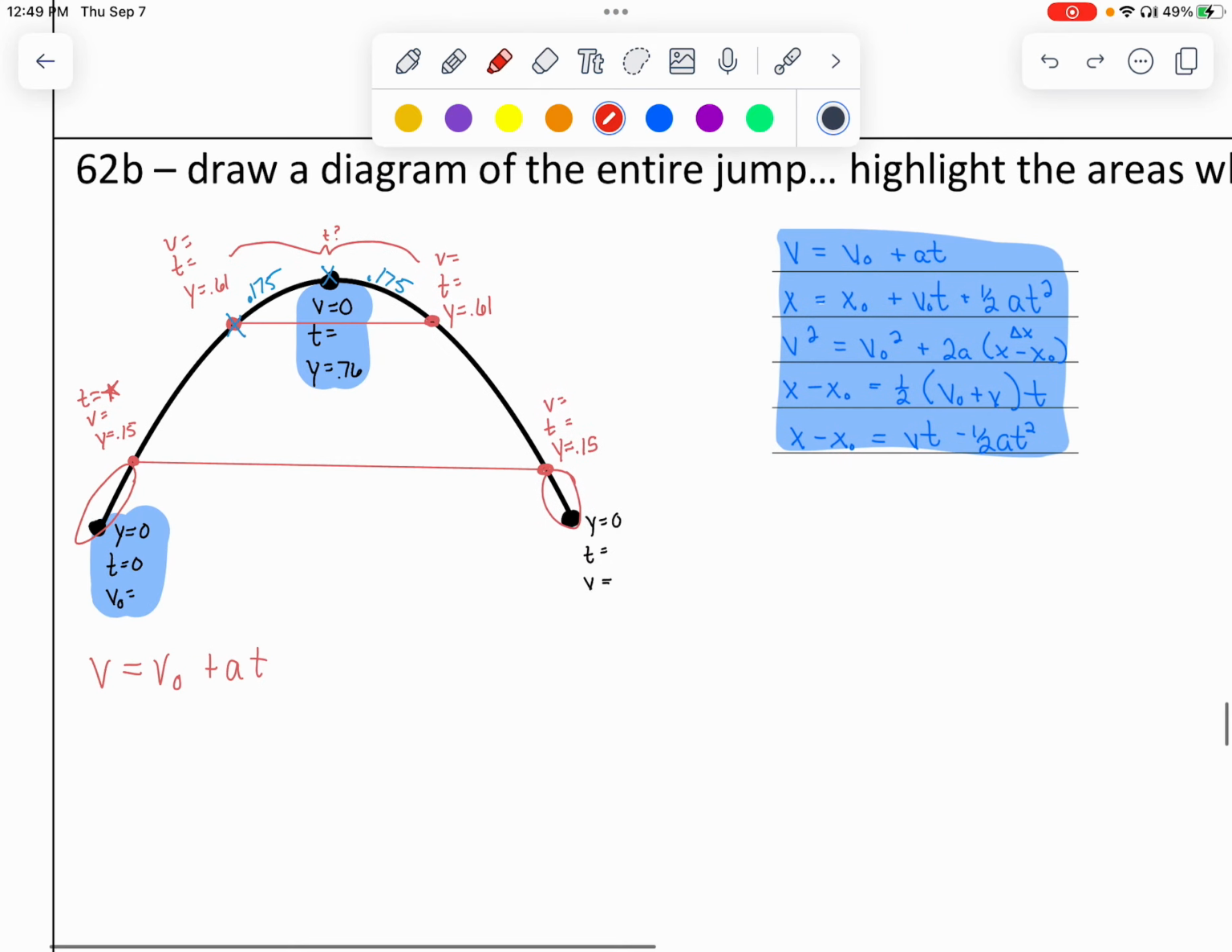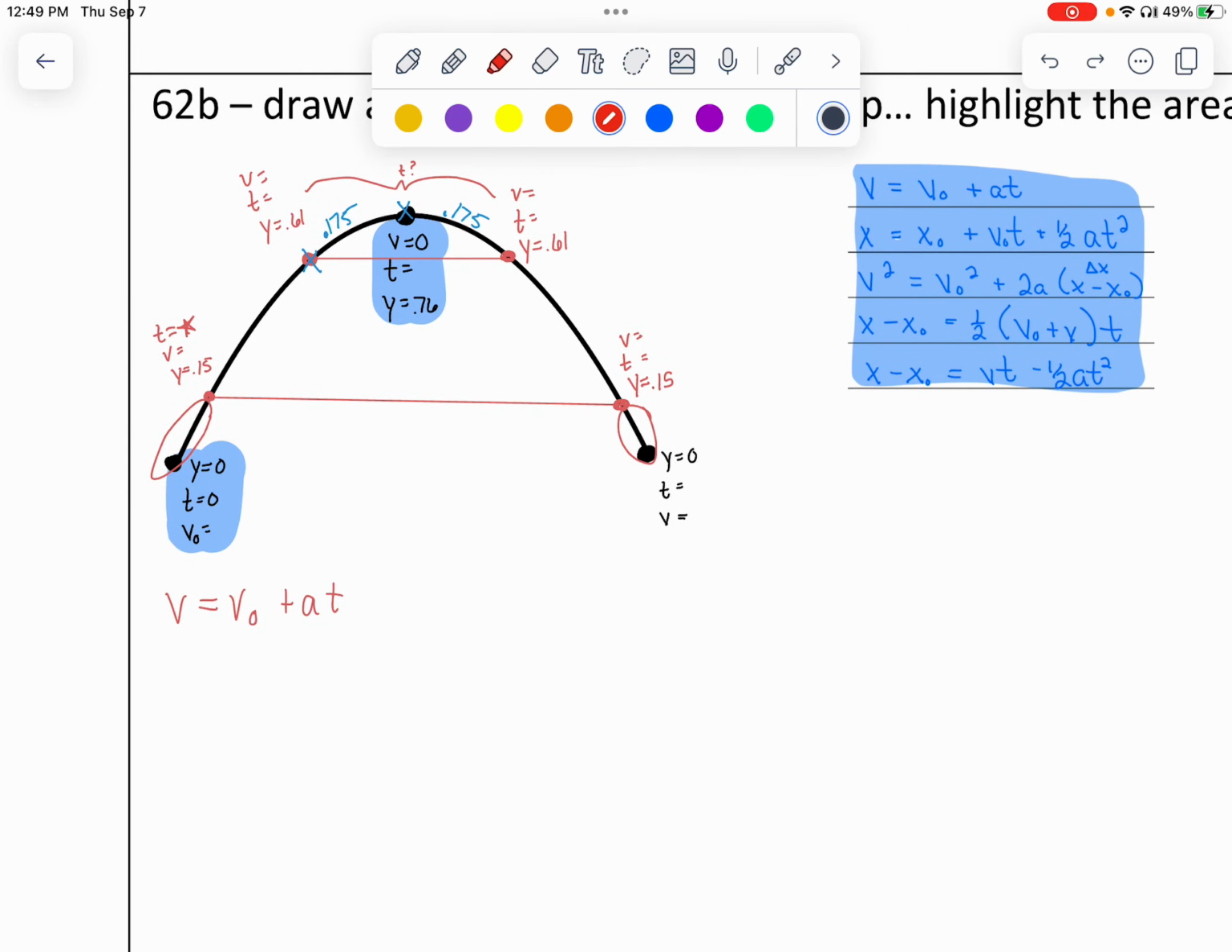Let's try another one. What if I do y equals yo plus vot? No, I already see I'm not going to use this one because I don't know... Whoa, wait a second. I do know y. That would be 0.15. I do know yo. I don't know v. I don't know t. Okay, let me get rid of that one. I'm not using that one.